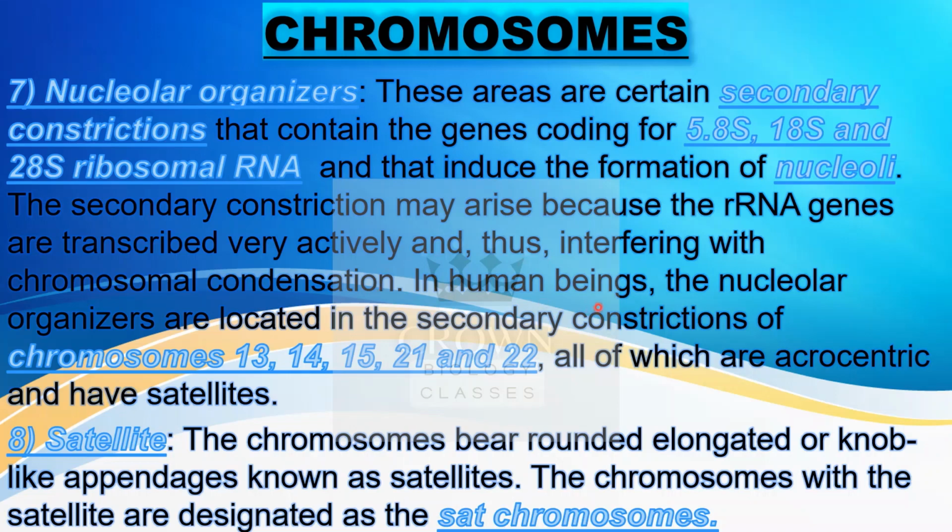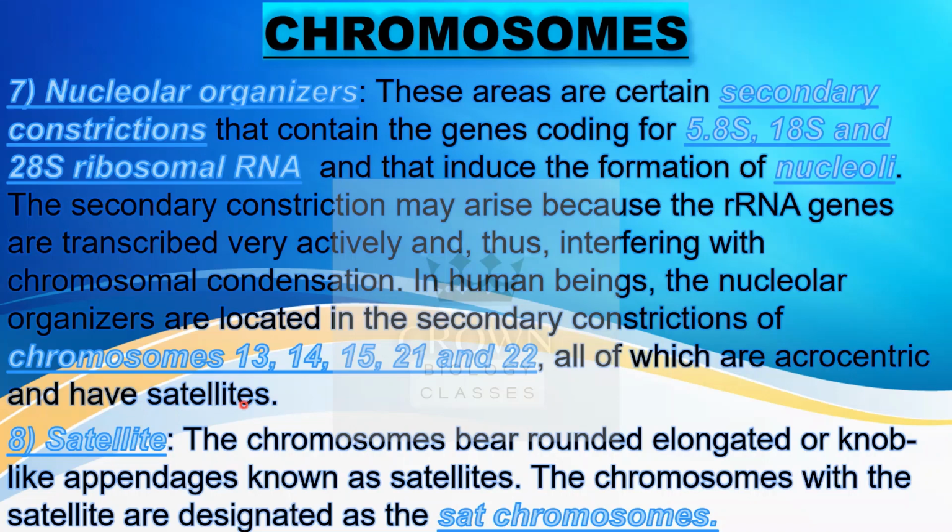In human beings, the nucleolar organizers are located in the secondary constrictions, so their position is specific. These nucleolar organizers are located in the secondary constrictions of which chromosomes? Chromosomes 13, 14, 15, 21 and 22. All of these chromosomes are acrocentric. That means the centromere is present at the extreme end, so one arm is very long and the other is very short. And these chromosomes do have satellites.